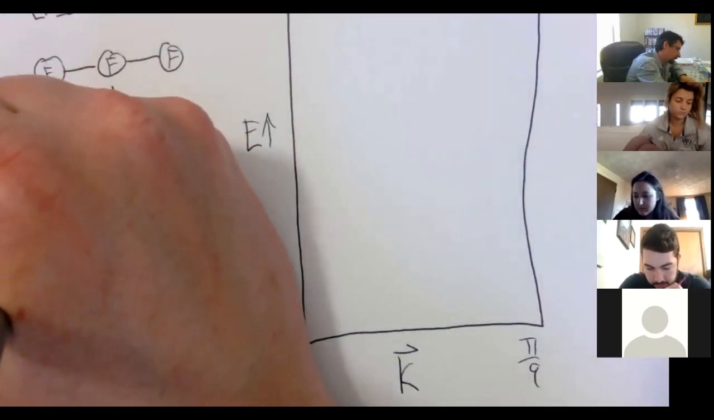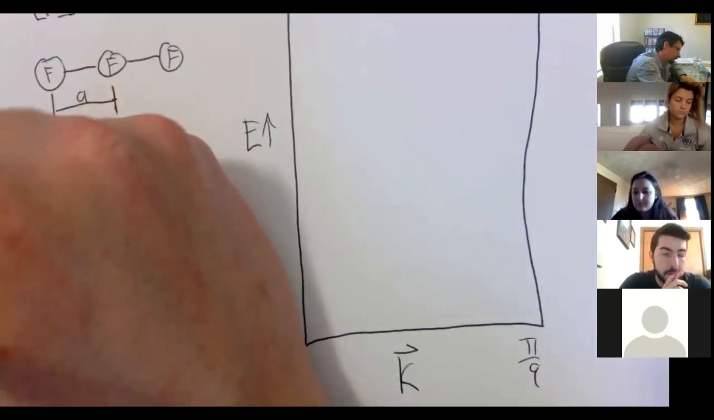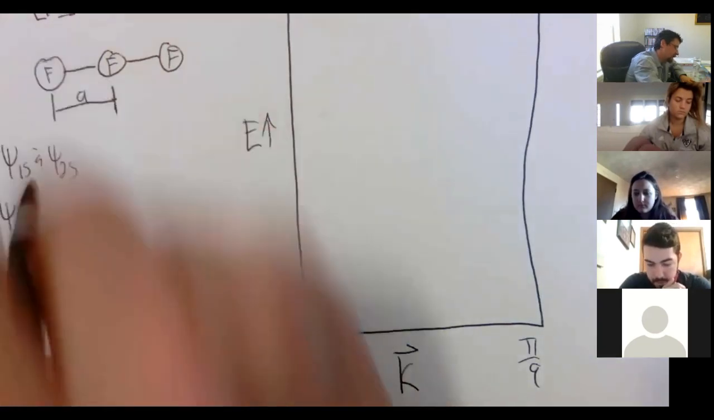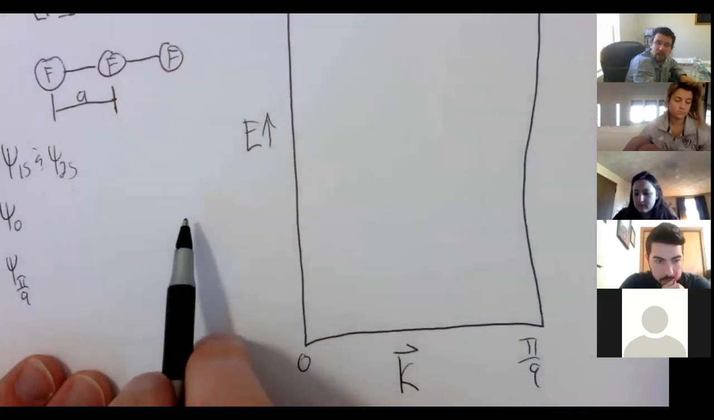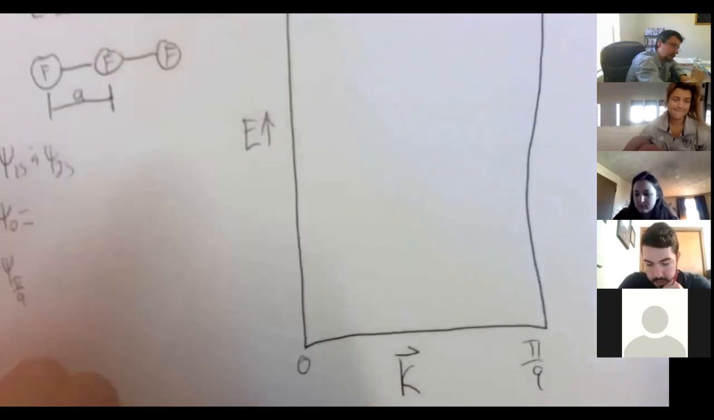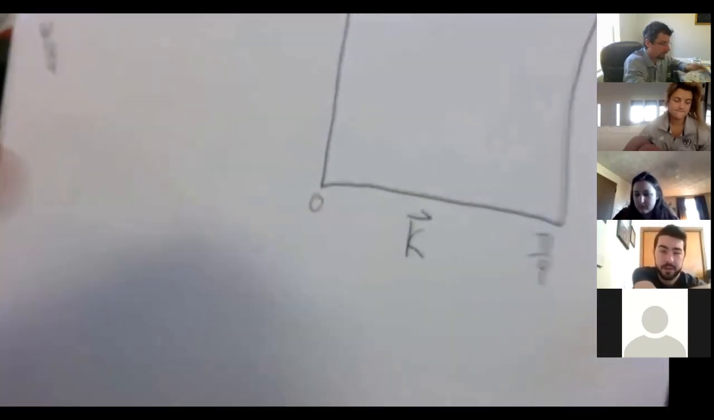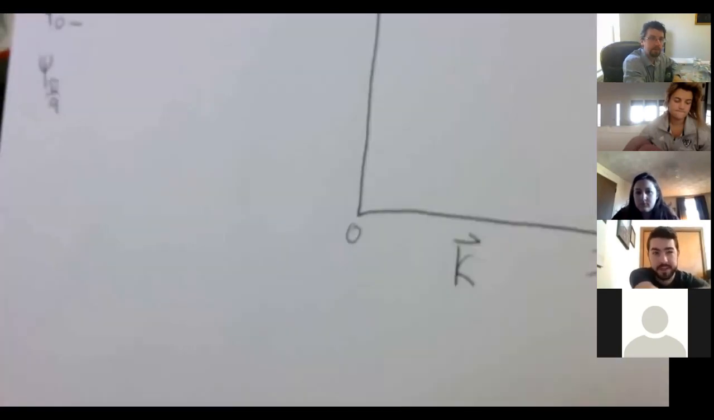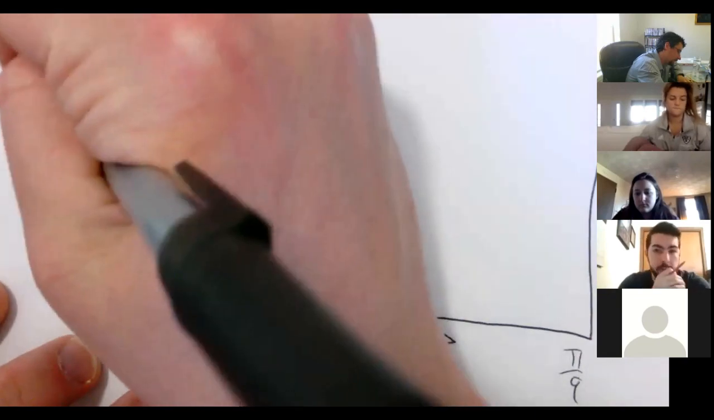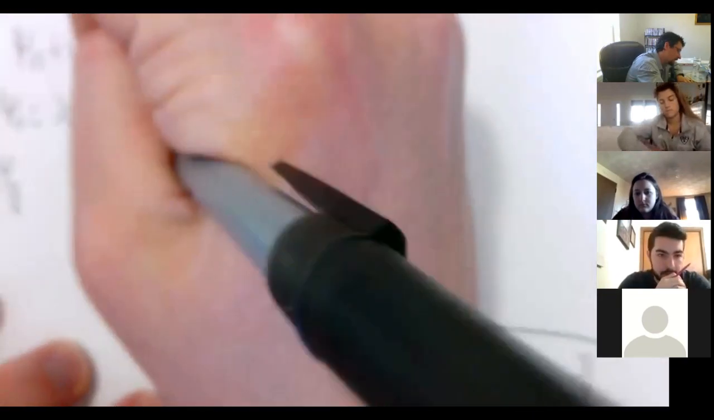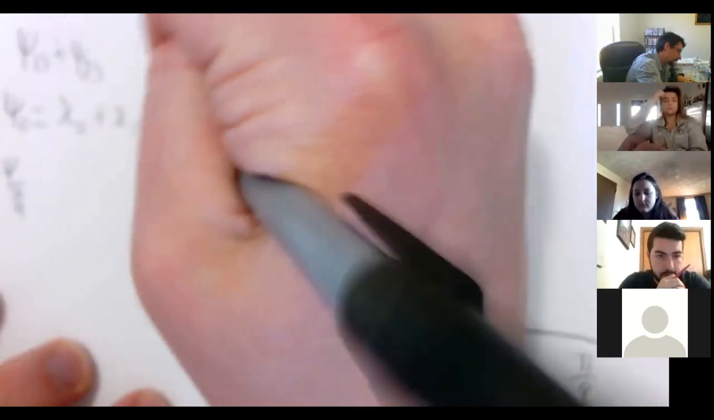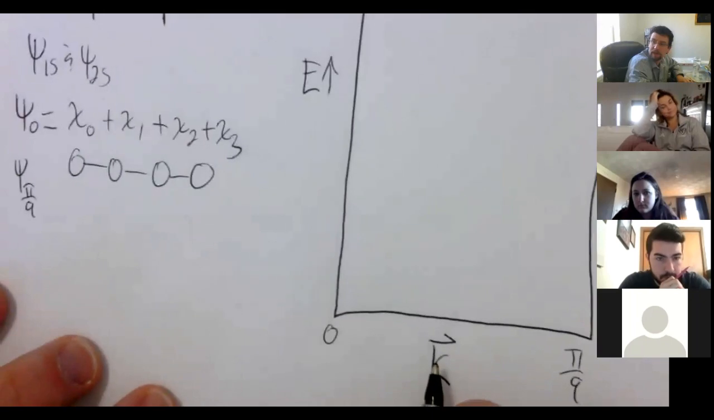So let's look at 0 and pi over a. What does the Bloch function look like at a k of 0? Sigma bonding, so it's just chi 0 plus chi 1 plus chi 2. Oh, right, like you said, positive, and it's sigma bonds. Like that. That looks pretty good, right?